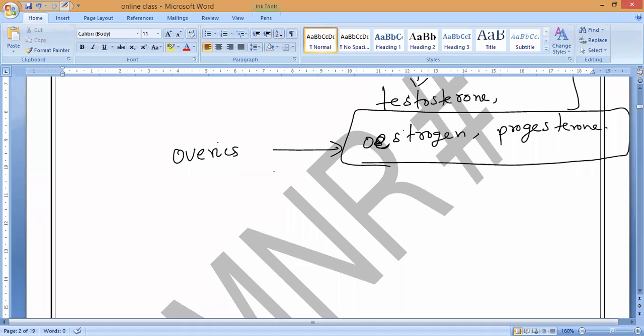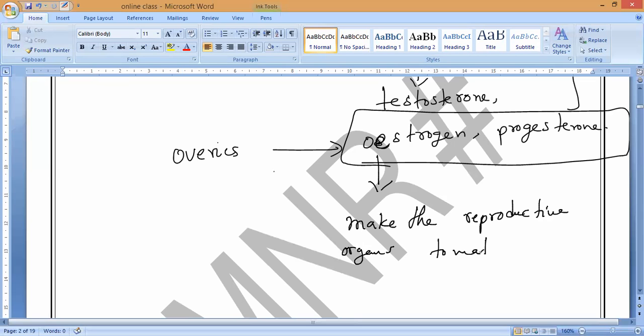So what is the importance of these hormones? They make the reproductive organs mature and start functioning. That is the importance of hormones. Please write it. The importance of hormones is that they will make the reproductive organs mature and start functioning.